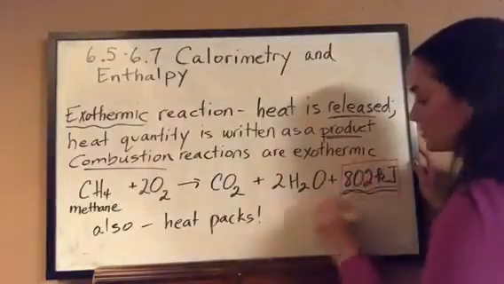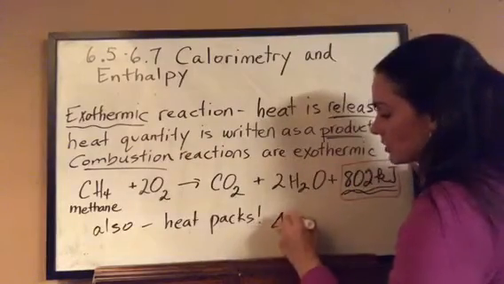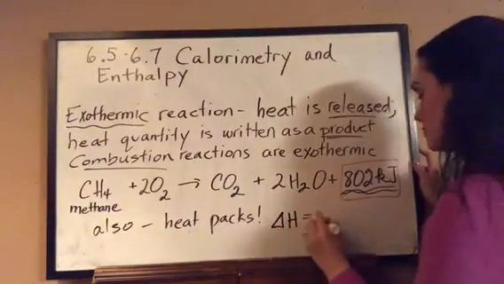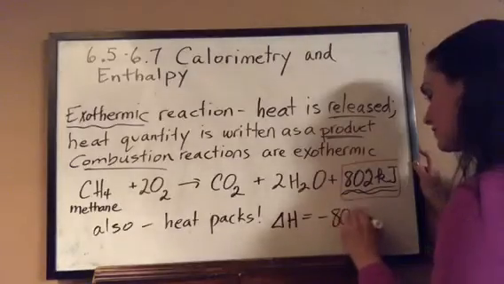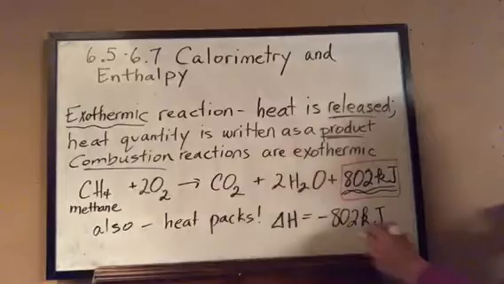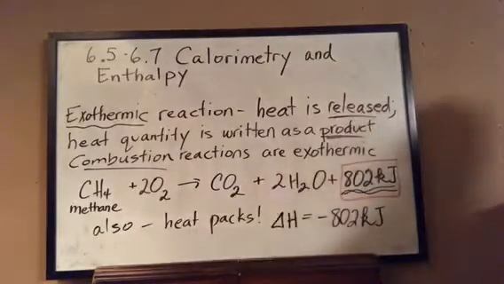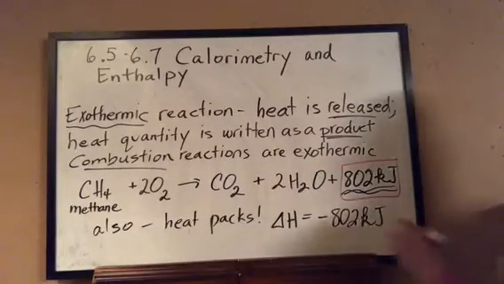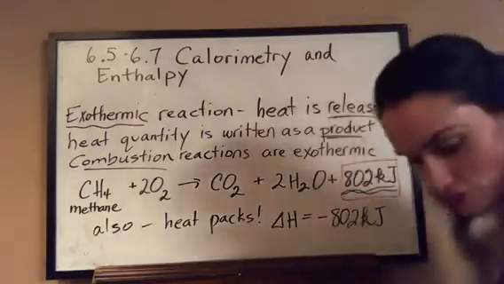Another way to represent this heat quantity is that the change in enthalpy would be negative 802 kilojoules. Change in enthalpy, I'm going to define that in a moment. You have a negative value because the heat is released.